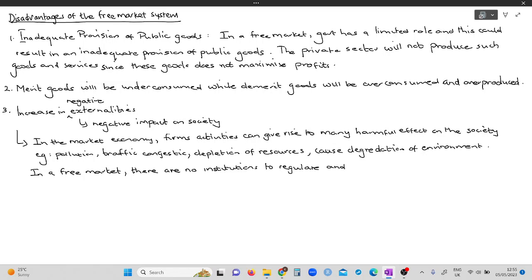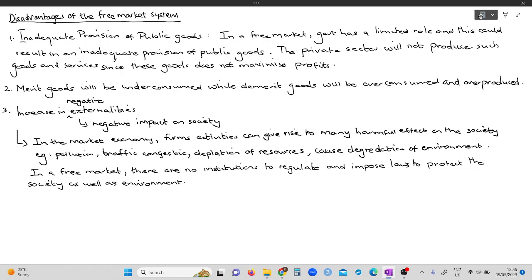and impose laws to protect the society as well as the environment. Donc, après ça même, vu que dans un free market, il n'y a pas d'institution qui peut regulate and impose laws, etc., to protect the environment and the society, this is why there will be an increase in negative externalities in the free market system. D'accord? So, this is what happened, another disadvantage of the free market.